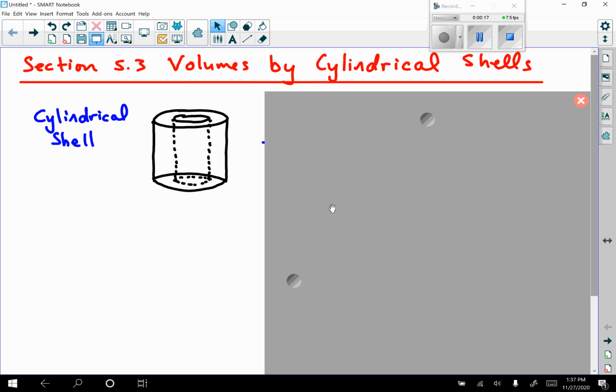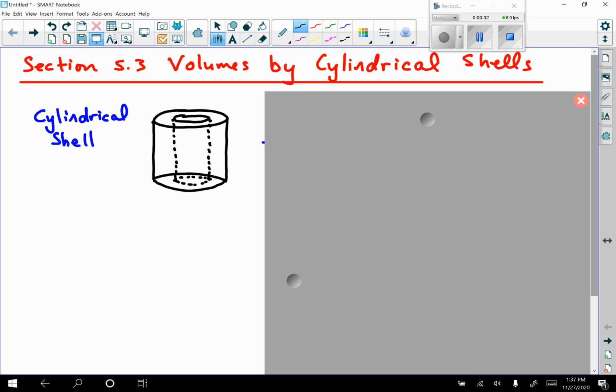I want you to think of the middle of a roll of toilet paper, the cardboard center, as a cylindrical shell, so it's hollow in the middle. Those are thin, but they still have some thickness to it. I'm exaggerating on the thickness here, but this is essentially what a cylindrical shell is going to look like.